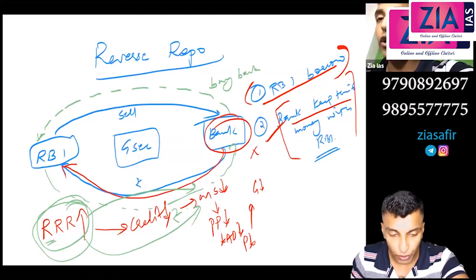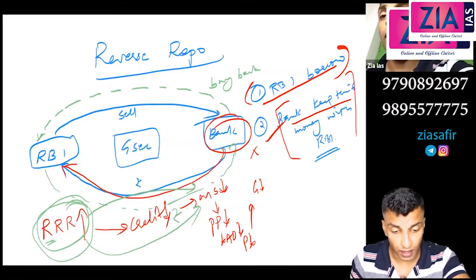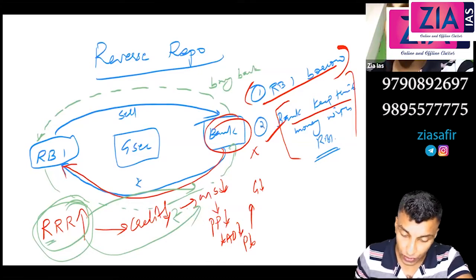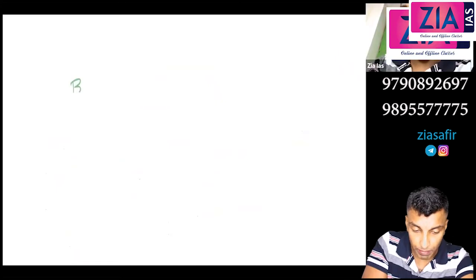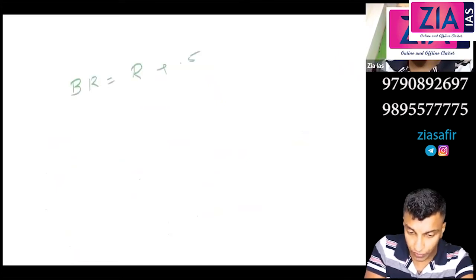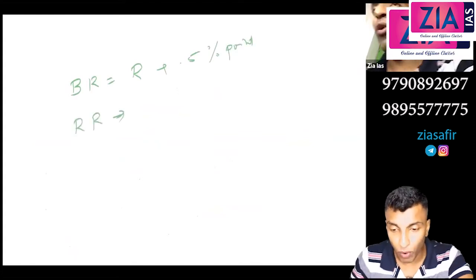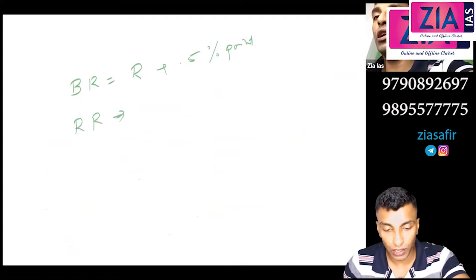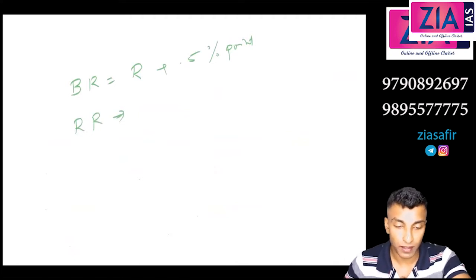Okay, and I've told you repo is the policy rate, everything else is connected with the policy rate. So bank rate was how much? If you see bank rate, it is repo plus 0.5 percentage point, right? So what do you think reverse repo? Reverse repo will be more or less than repo? Logically, tell me logically. Less than repo.